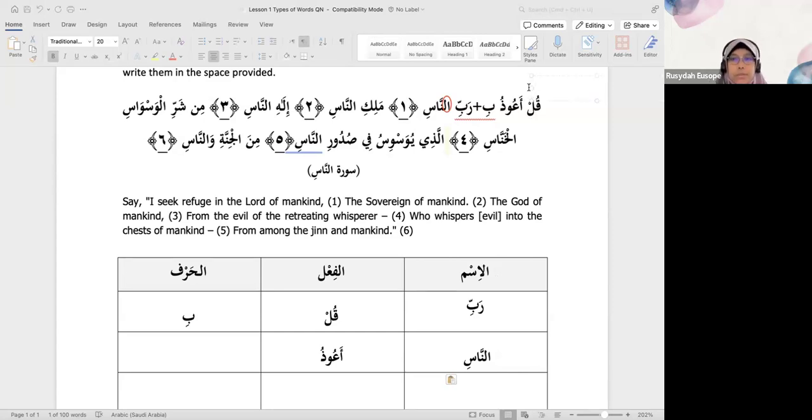So this one is a verb. Sorry, use the Arabic term, please. So fi'il. Even if you cannot write in Arabic, we have learned the terms today. Isim, fi'il, harf. So fi'il means verb, and a'udhu is also a fi'il. So F. B is a harf. Harf means particle. So H. Rob is isim. So I, isim. Nas is also an isim. I. This is for those who cannot write in Arabic.